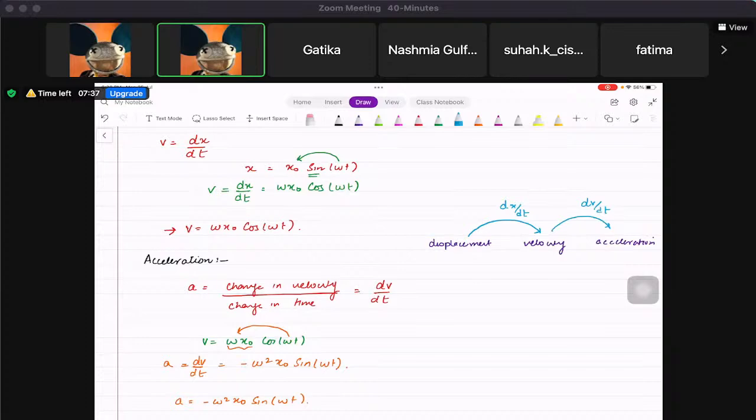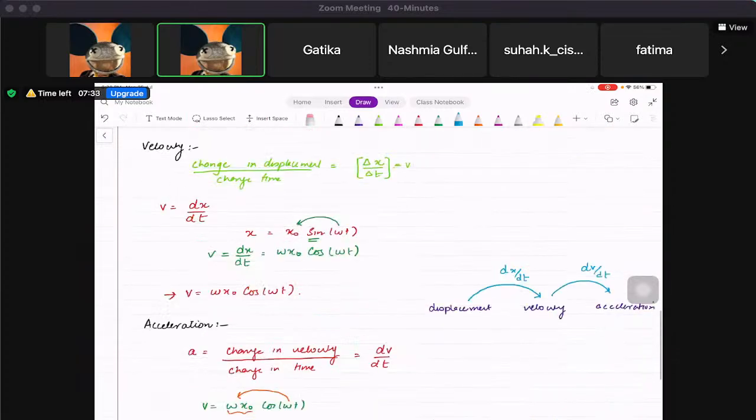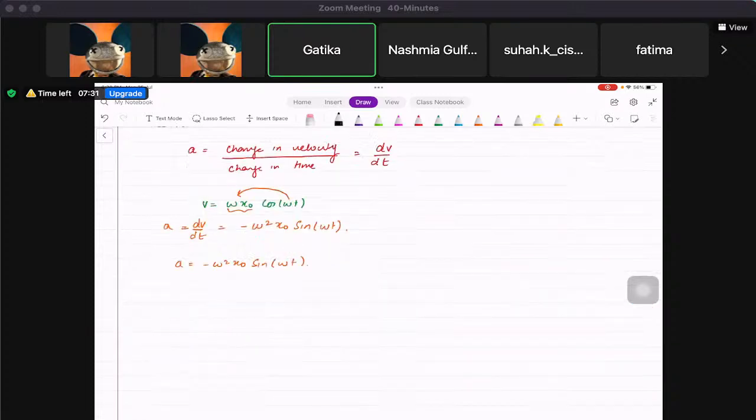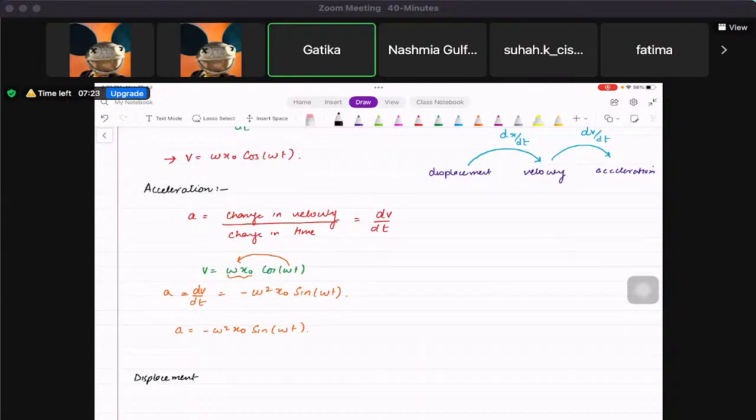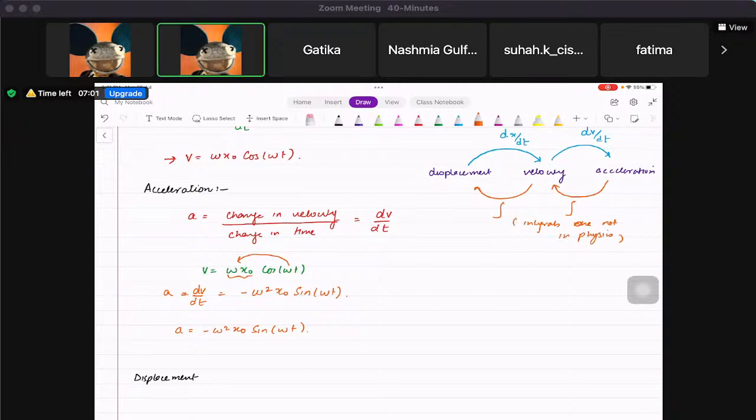Now, all this effort has to be done because I have to prove something, right? Over there you wrote displacement to velocity to acceleration. Can it be the other way around in the question? No, it can't. Just for extra knowledge, if you go from acceleration to velocity, you need to find the integral, and integrals are not in physics. So chill. Only derivatives.